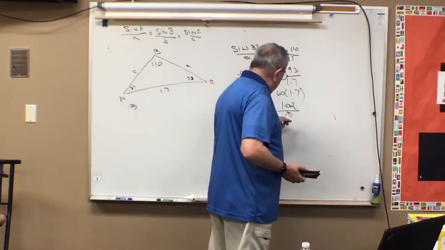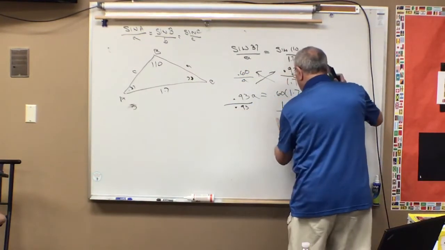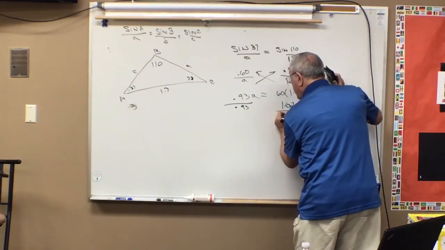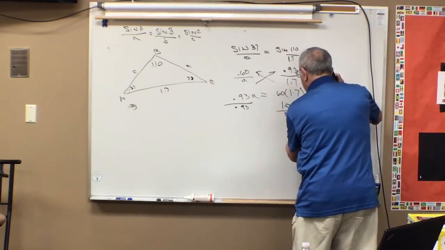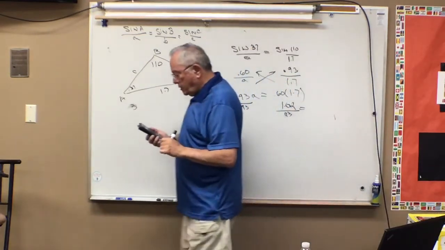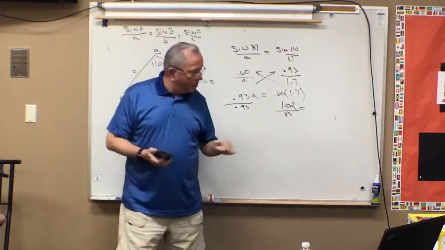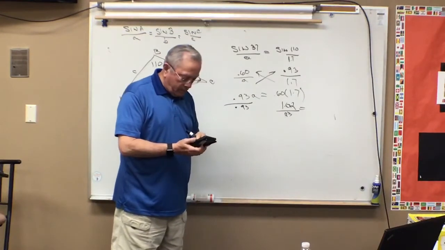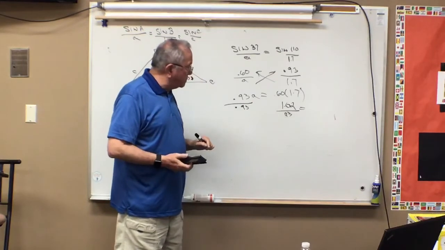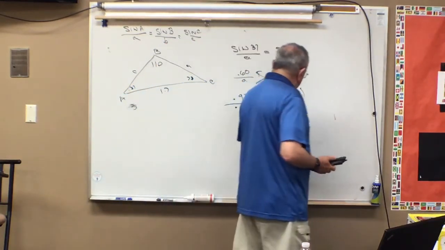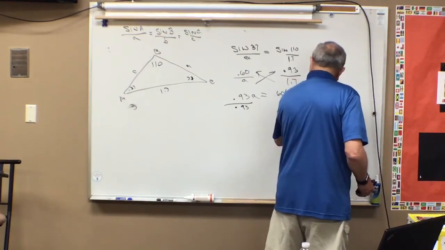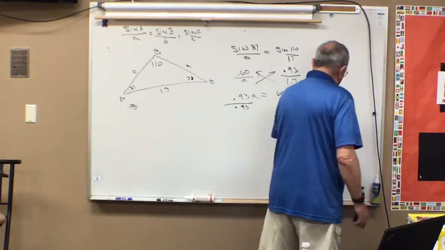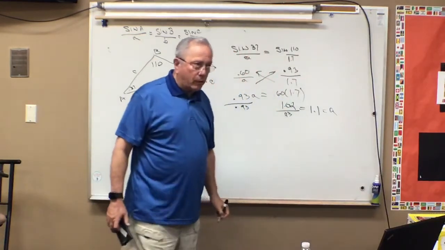So you take 1.02 and divide it by 0.93. This is going to be 1.10. So side A is 1.1. There you go. Okay, we're going to do one more.